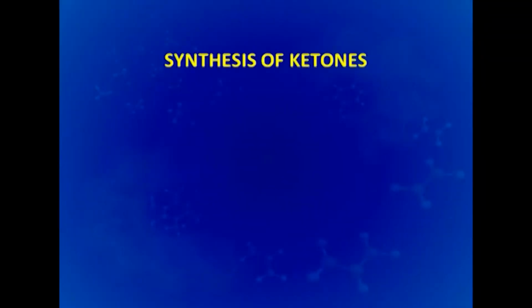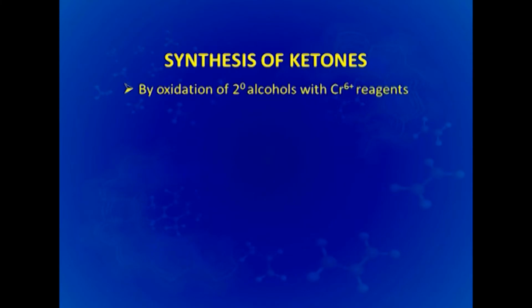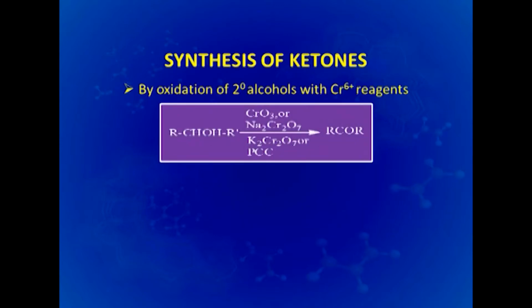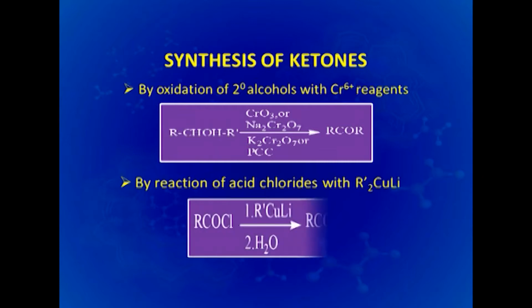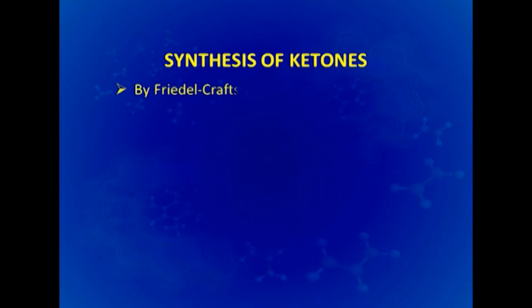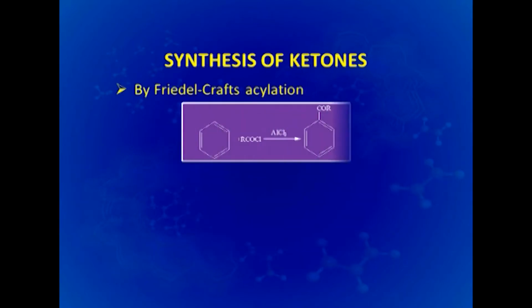And next we will move on to the synthesis of ketones. These are also the general methods to prepare ketones. First one is oxidation of secondary alcohols with chromium reagents. Second one is reaction of acid chlorides with alkyl cuprates, and the third one is the Friedel-Crafts acylation, and the fourth one is hydration of alkynes.